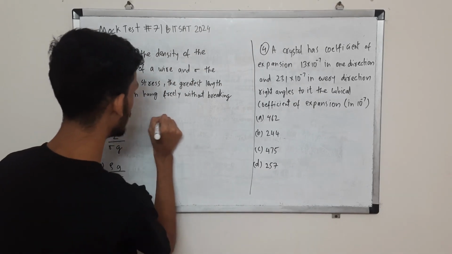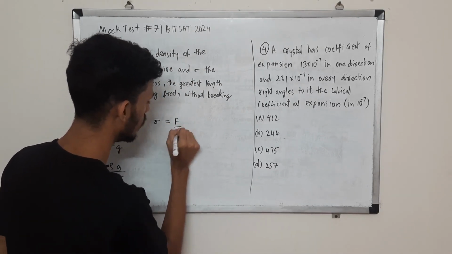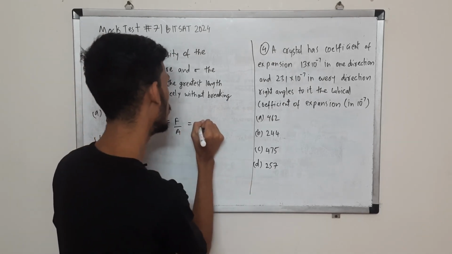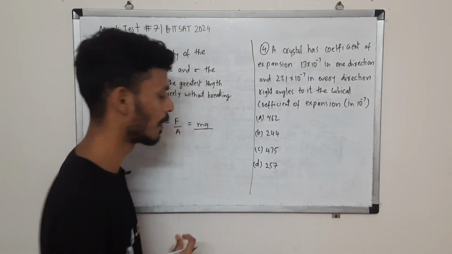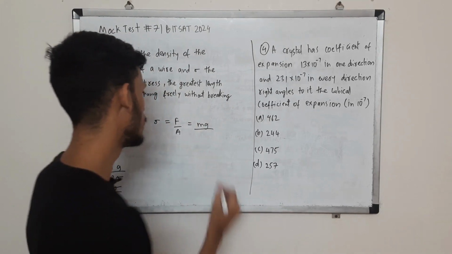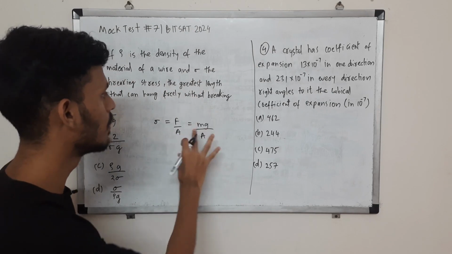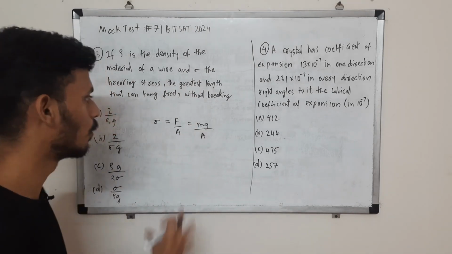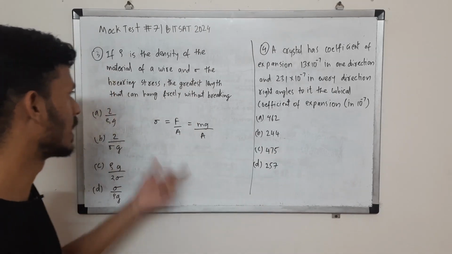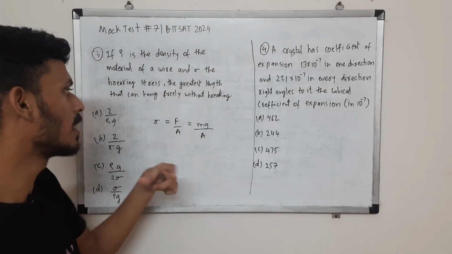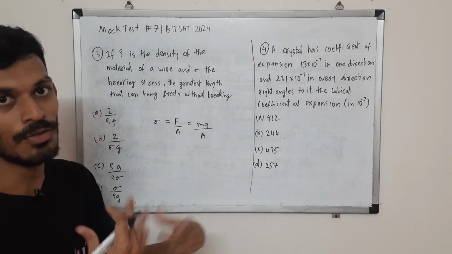So basically sigma is stress, right? So force per unit area. What is the force acting on this wire? It is nothing but its own weight, right? Mg, mass into acceleration due to gravity. The own weight is acting on this wire. So this is the maximum stress that the wire can take. From this we have to reach the maximum length. Mass is not mentioned anywhere in the question, so we have to convert it into terms of length.